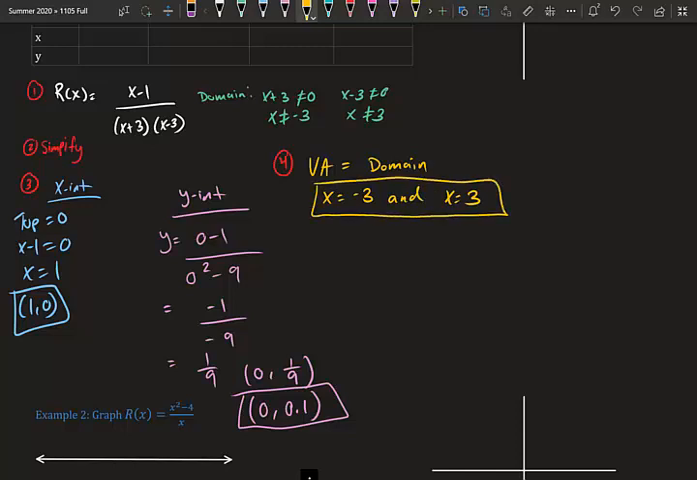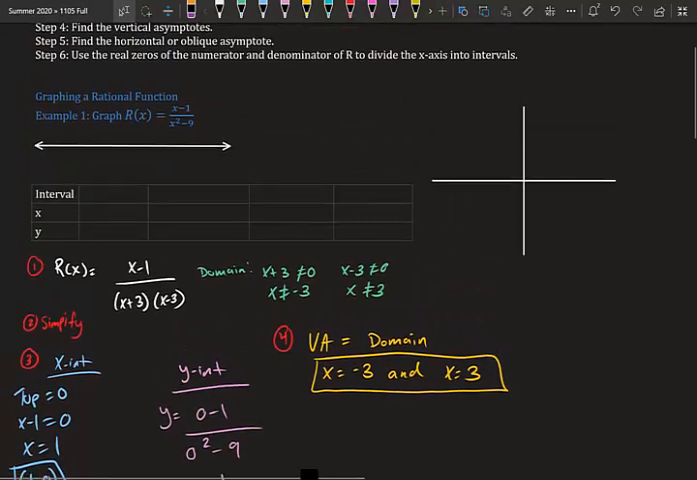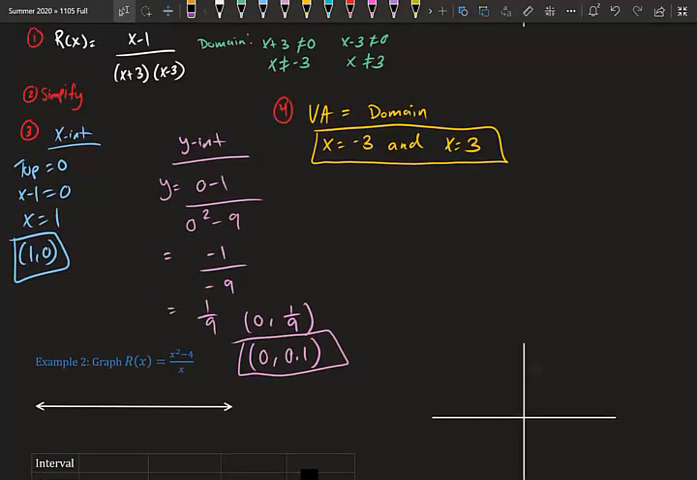All right, so we found our vertical asymptotes. Remember, those are guidelines. We don't cross them. That's why it's the domain. All right, our fifth step, we need to find oblique or horizontal asymptotes. So we need to use those rules to figure out what rule we have to follow.